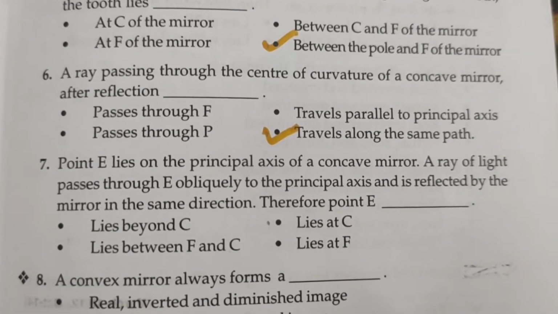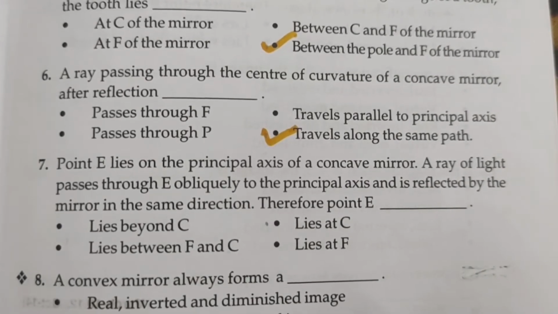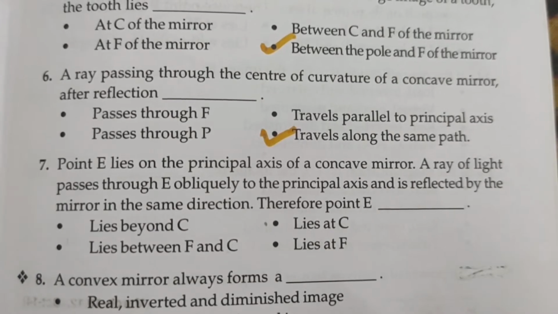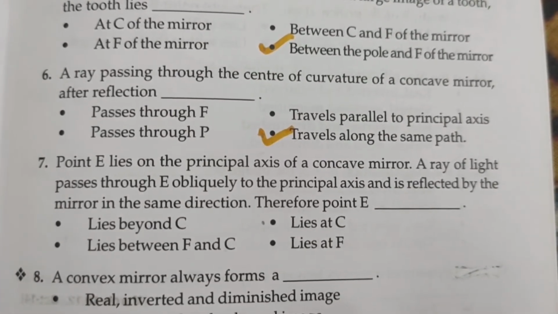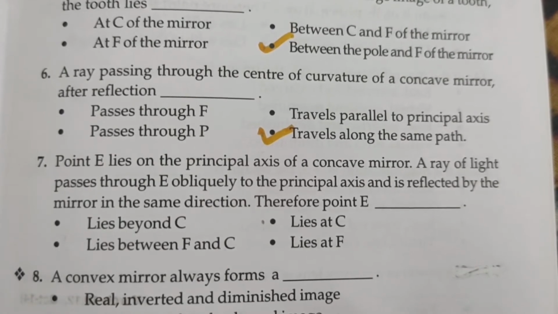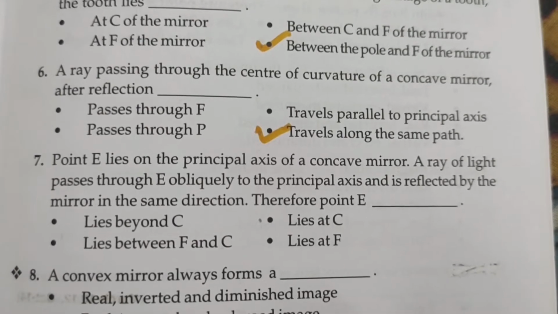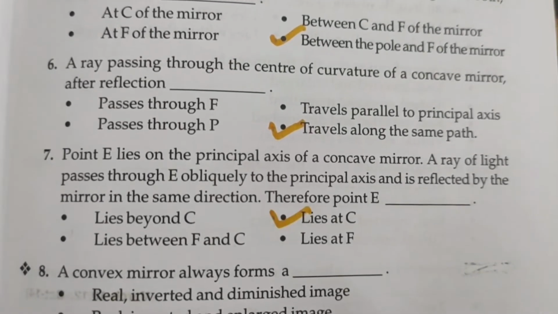Point E lies on the principal axis of the concave mirror. A ray of light passes through E obliquely to the principal axis and it's reflected by the mirror in the same direction. Therefore, point E dash lies beyond C, lies at C, lies between F and C, and lies at F. And the correct option is lies at C.